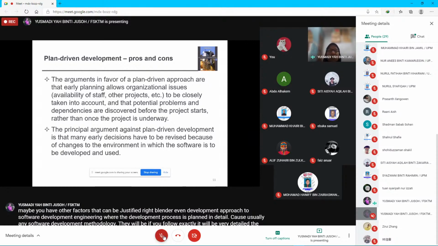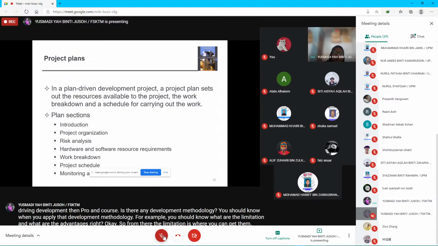For any development methodology, when you apply it, you should know what the limitations and the advantages are. Then, based on your justification, if the advantages side is more preferred, you can cater for the disadvantages.